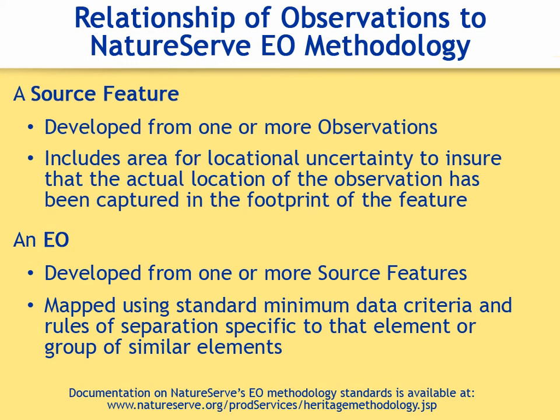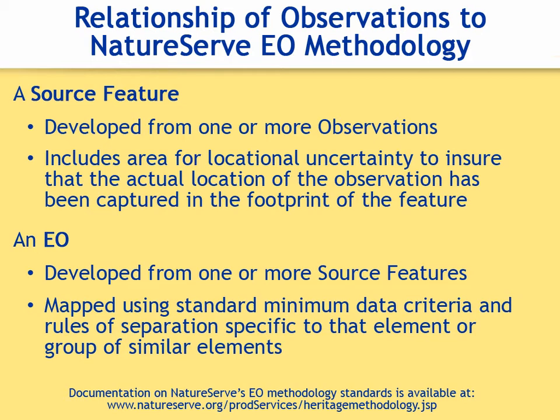In terms of EO methodology, one or more appropriate observations are used to create what we call a source feature. A source feature is just the observation or observations plus an area describing any uncertainty related to the actual location of the sighting, what we call buffering. The locational uncertainty can be negligible if the location is known with high precision. The source features, that is the observations plus any spatial uncertainty, are then usually grouped into element occurrences.